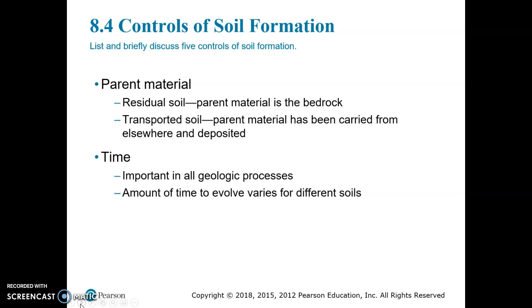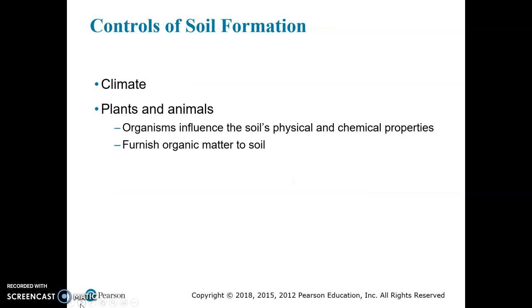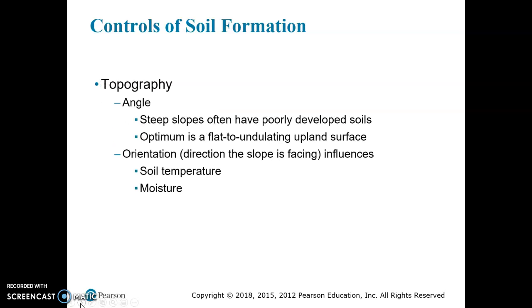Time. We know that time is important in all of our geological processes. So the amount of time it takes to evolve varies for the different types of soil. Of course, climate, temperature, and moisture play a huge role in how soil is formed. Plants and animals are going to furnish organic matter to soil. So the more plants and animals and the different variety of plants and animals that we have can determine soil. And then our topography. We have to look at the slope and the steepness of the topography.